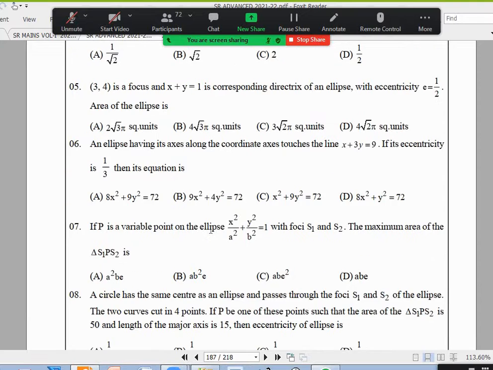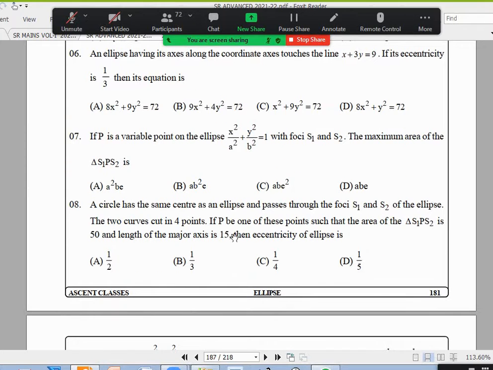Okay. A circle has the same center as an ellipse and passes through the foci. The two curves cut in 4 points. P is one of the points. Okay.